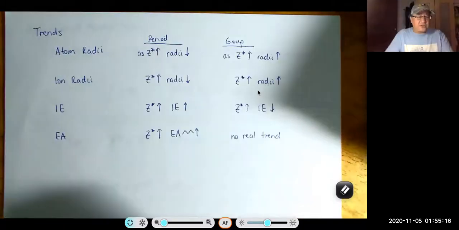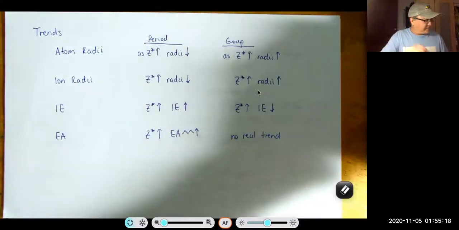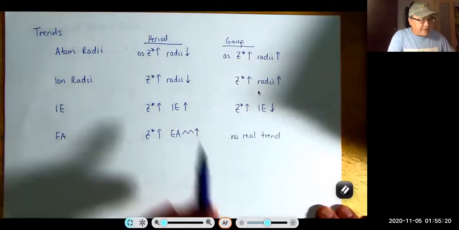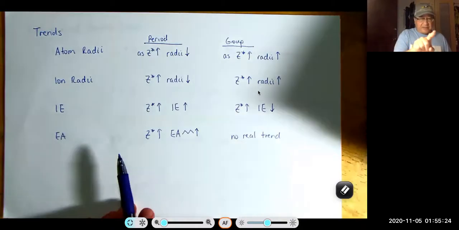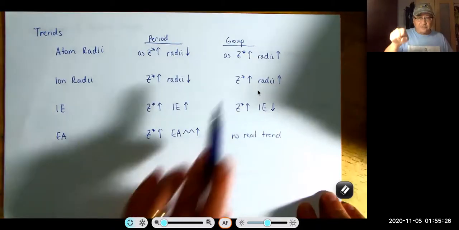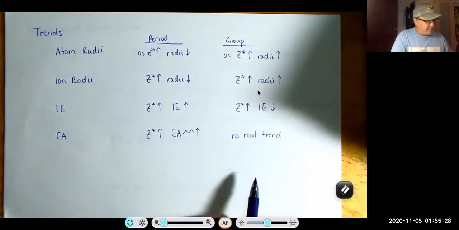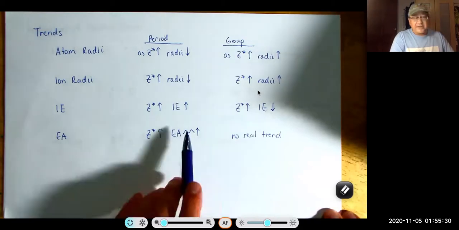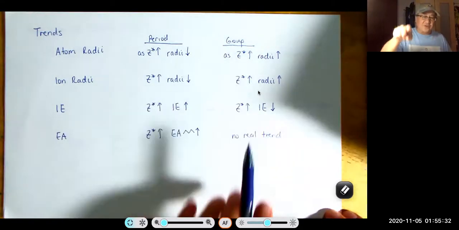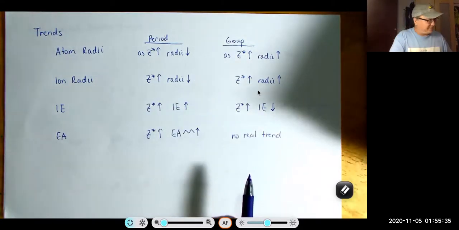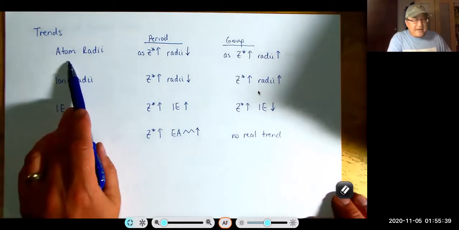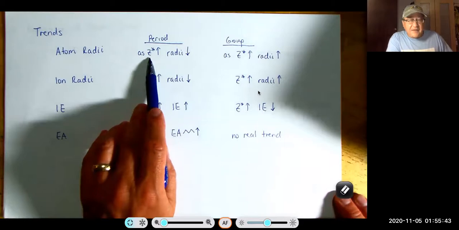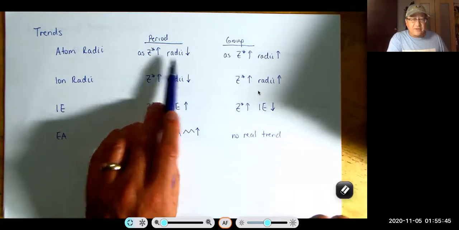So let's look at the trends for all of these. So here I've got the period trend, which means the horizontal trend in a period, and I've got the group trend, which means the vertical trend on the periodic table. So here's the deal. For atomic radii, as Z effective increases, the radius increases.